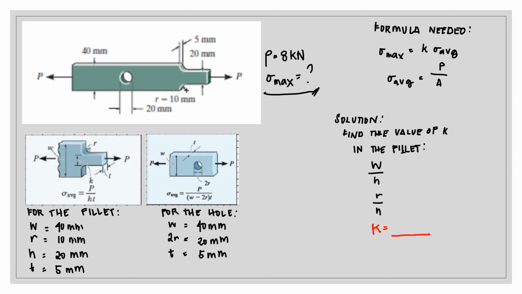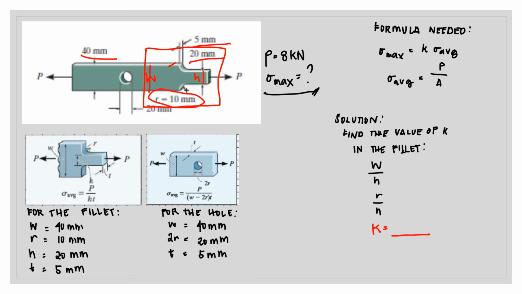Next, we're going to list down all the required values. For the fillet, we need width, radius, height, and thickness. To find those values, we need to look at this part. The width is equal to 40 millimeters. The height is equal to 20 millimeters. The thickness is equal to 5 millimeters. And our radius is equal to 10 millimeters.